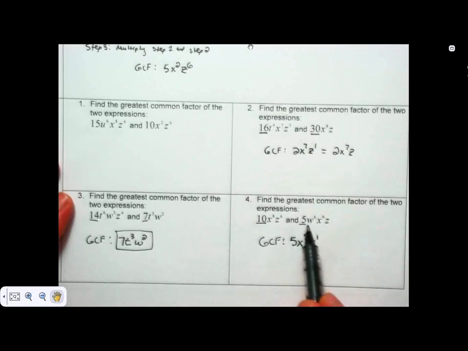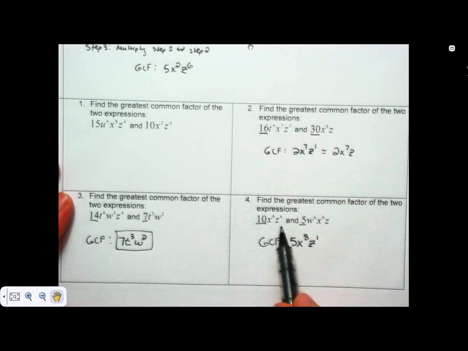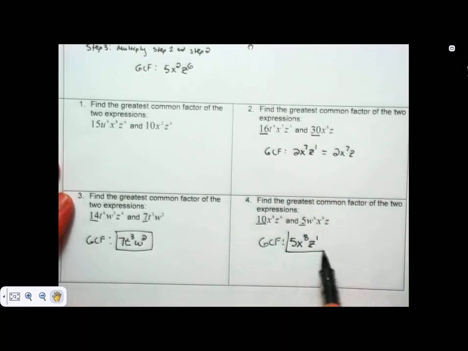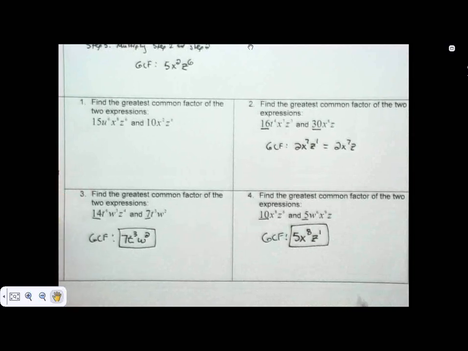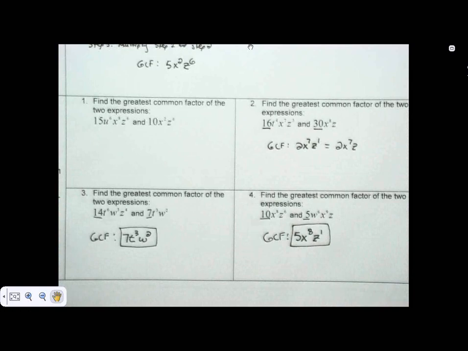And then this guy has w's, but this one doesn't. That means I can't include w's in my answer. And again, if I were writing this on paper, I wouldn't include the first power here. I could just write that as 5x to the 8th z.